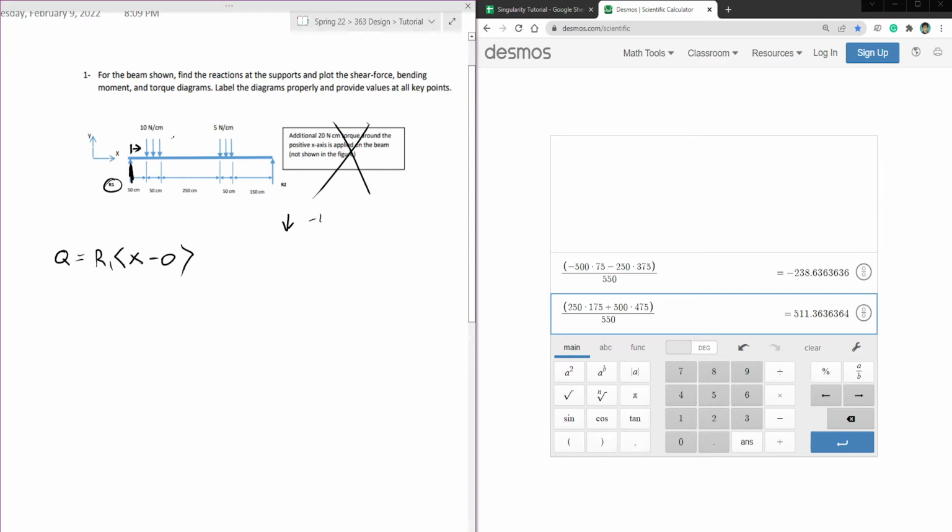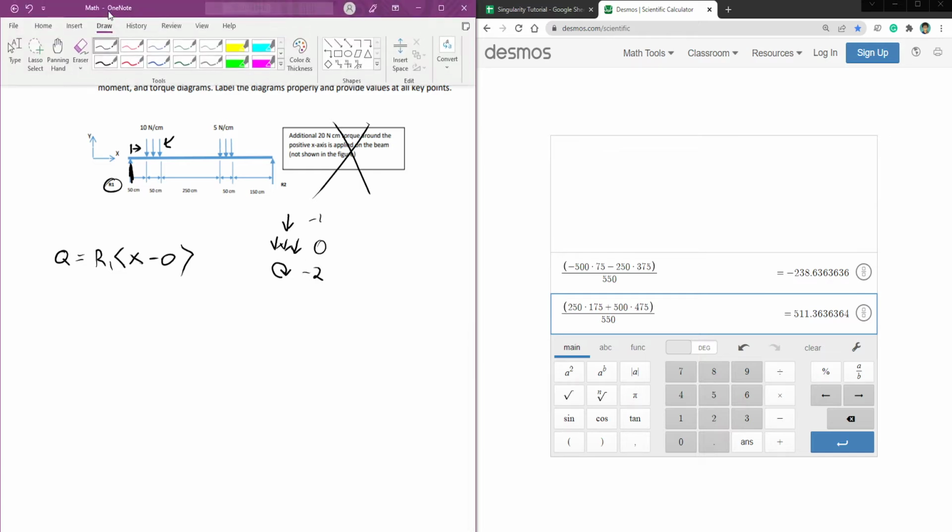Loads, like we see here. So loads over an area, those are going to be 0. And finally, moments are going to be -2. So keep that in mind.